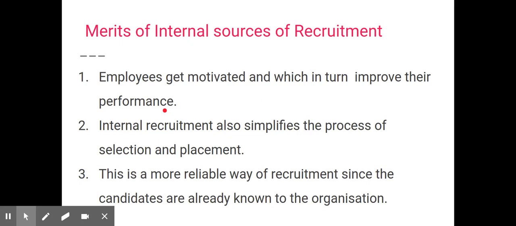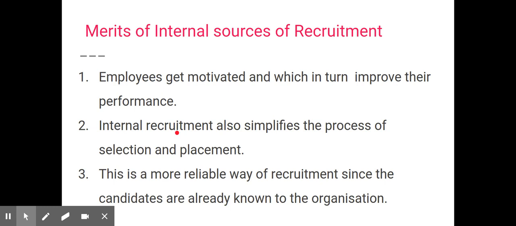Okay, what are the merits of this internal source of recruitment? As we discussed earlier, the employees get motivated, which in turn improves their performance. It also simplifies the process of selection and placement. If a person is selected from outside the organization, he has to go through a lot of selection procedures and tests like aptitude tests and IQ tests. A lot of tests he has to undergo.